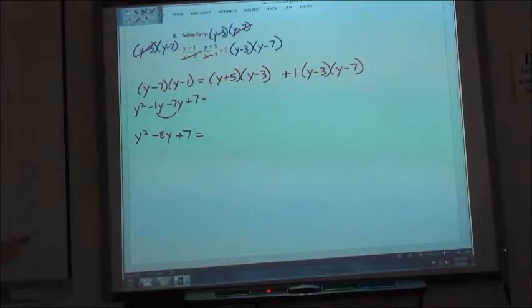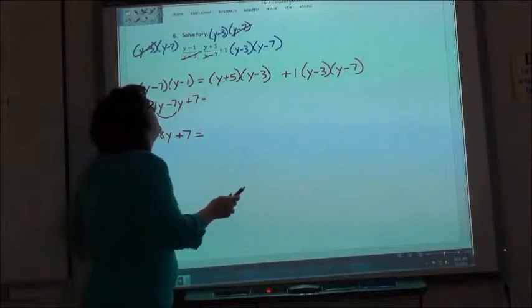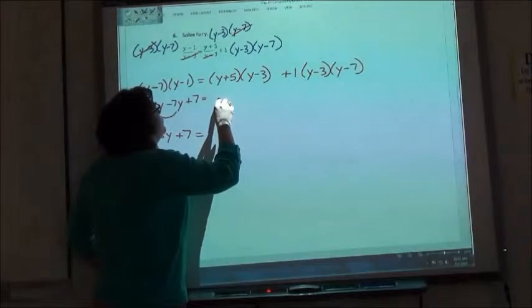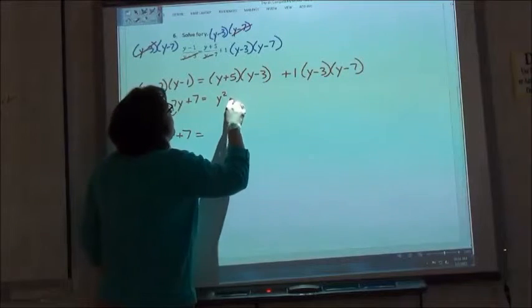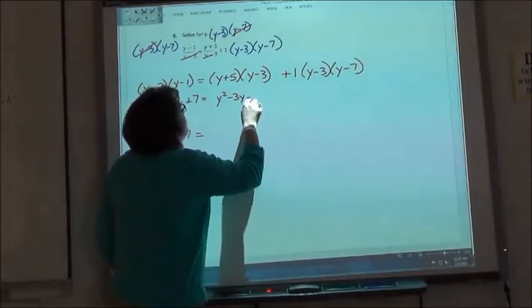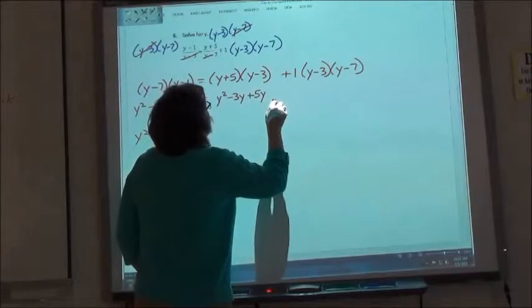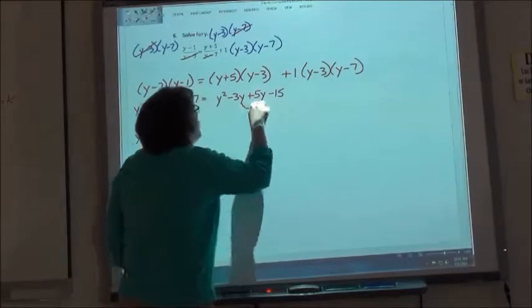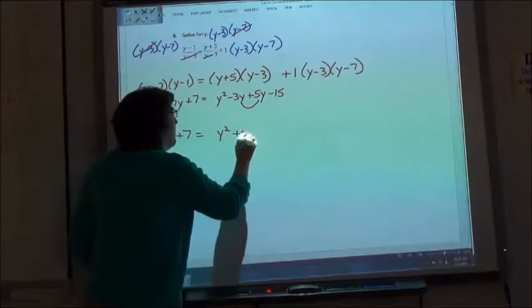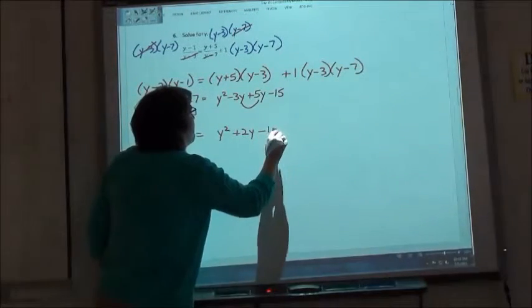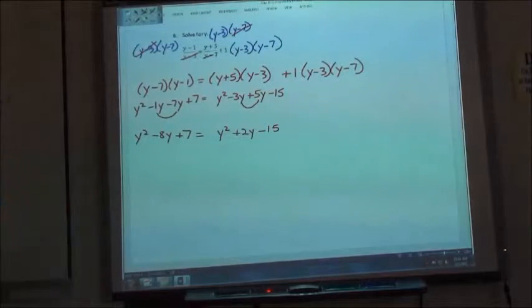We got to go to the other side. So it's going to equal y squared minus 3y plus 5y minus 15. And if we shorten that part up, we're going to get 2y squared plus 2y minus 15. Exactly.